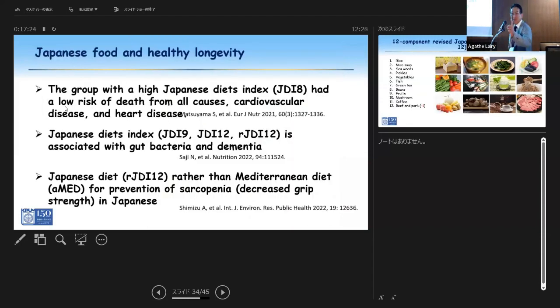I introduced Japanese food, not Mediterranean food, because Japanese diets had a low risk of death from all-cause, cardiovascular disease and heart disease. And also the Japanese Diet Index, JDI-12, is associated with gut bacteria and dementia. And this is very important: Japanese diet, rather than Mediterranean diet, for prevention of sarcopenia in Japanese. For us, Japanese diets may be important compared to Mediterranean diets.